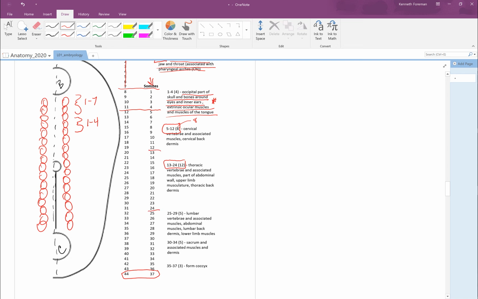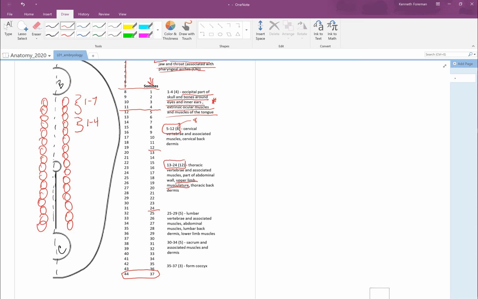Here, 13 through 24 somites. These are going to contribute to the thoracic vertebrae. Remember, the paraxial mesoderm contributes to axial skeleton, and the associated muscles and part of the abdominal wall, upper limb musculature, and thoracic back dermis. Okay, so look at this, upper limb musculature. So axial skeleton, and then our upper extremity musculature, and then a little bit of the dermis on the back. So that's going to be 13 through 24.